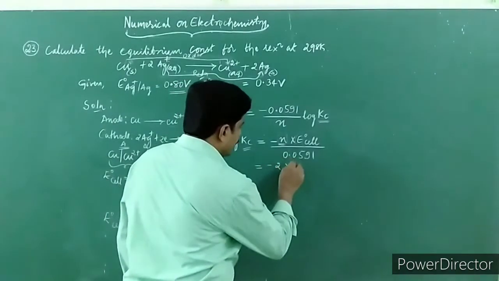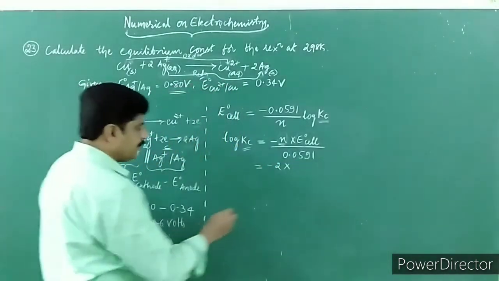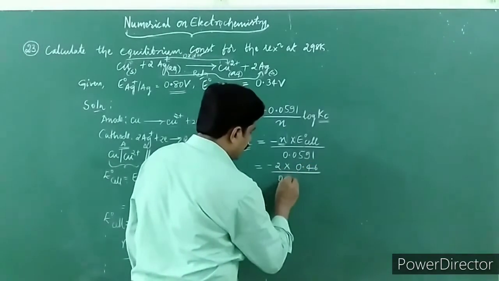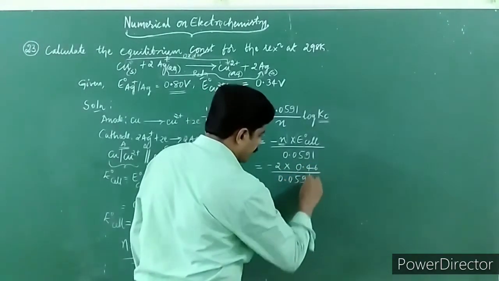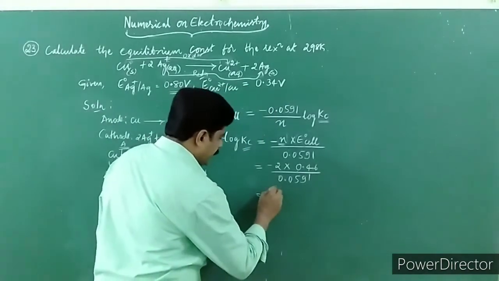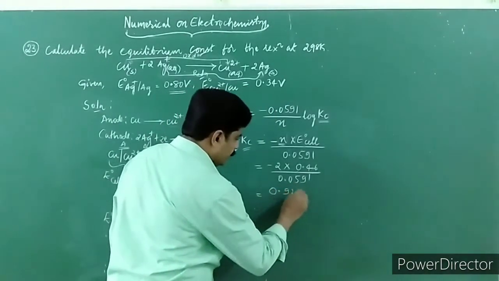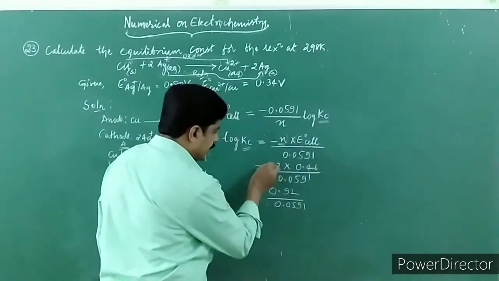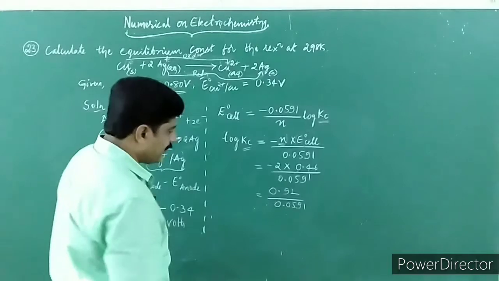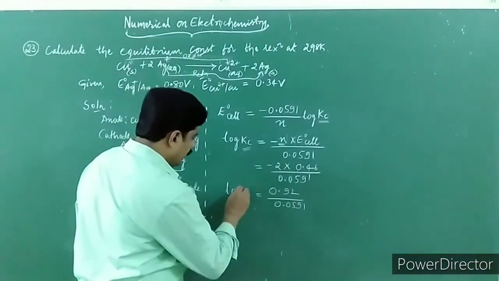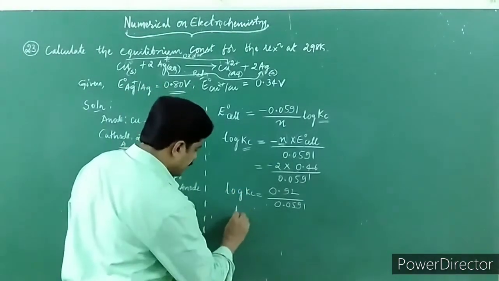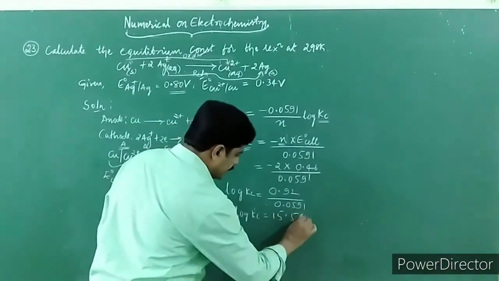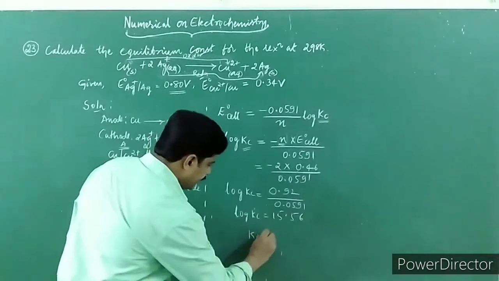Minus 2 into E naught cell, how much is it here? 0.46. 0.46 upon 0.0591. Children, if you multiply, you are going to get 0.92 upon 0.0591. You just neglect the negative sign here. Okay. Now, this is what? Log Kc. If you simplify, log Kc is equal to 15.56.